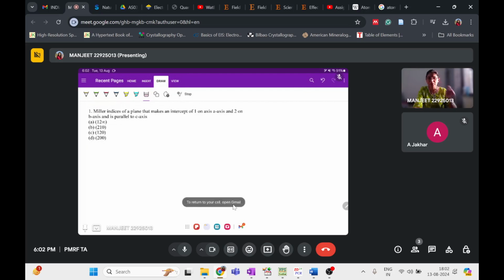Hello everyone. Today we will start assignment number 3, which is based on crystal structures. We will discuss how to index a plane, how to find the Miller indices of a plane and a direction, the atomic packing fraction for HCP, FCC, BCC, and coordination number. This assignment is all about this.